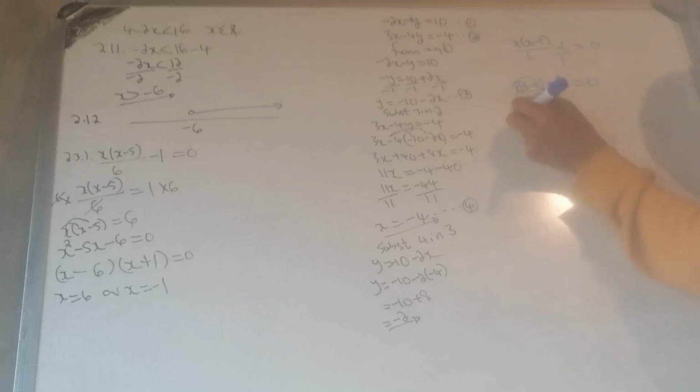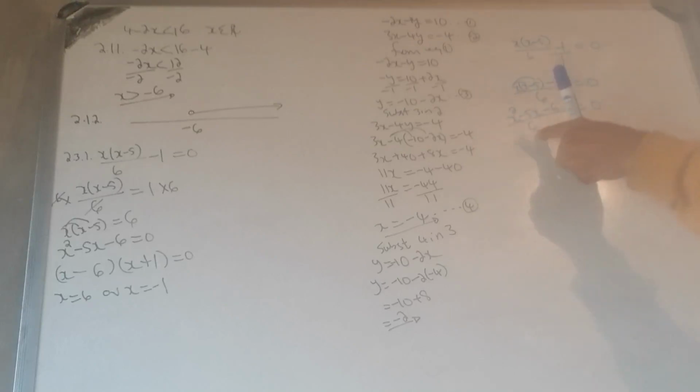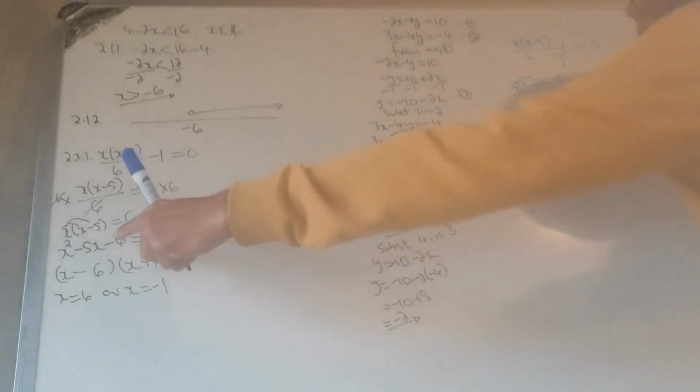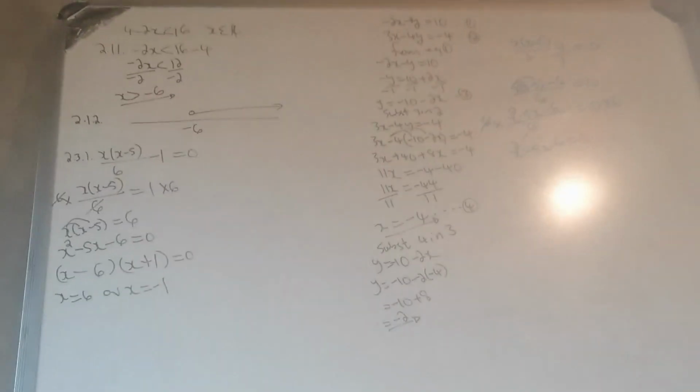x squared minus 5x minus 6 all over 6 equals 0. You'll have to get rid of this by multiplying both sides by 6. 6 into 6 goes once. You have your x squared minus 5x minus 6 equals 0. This is exactly the same as that.